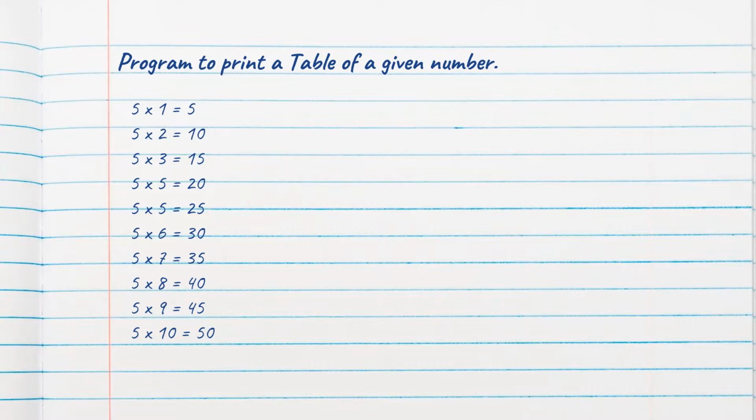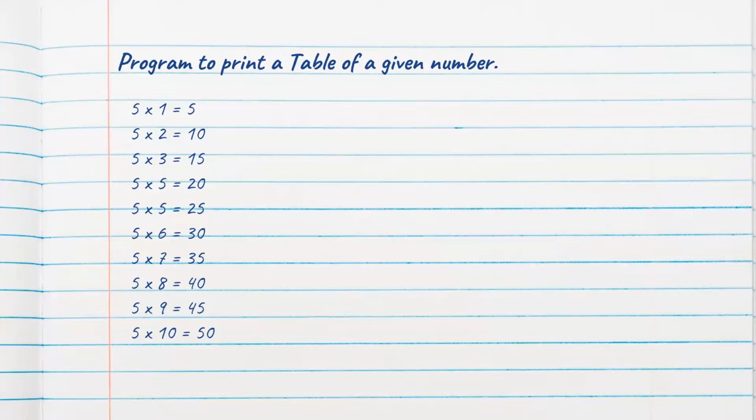So first 5 will be printed. After that the multiplication sign will be printed, then 1 will be printed, then the equal to sign will be printed, then 5 will be printed. Then the control will move to the second line, then again 5 will be printed, then x, the multiplication sign, will be printed. We are using x for multiplication here, and after that 2 will be printed, then the equal to sign, and then 10, and this process will keep repeating 10 times, and after that the program will stop.